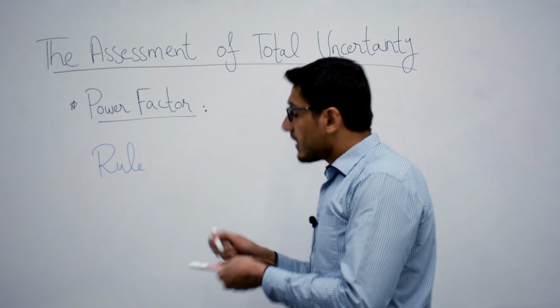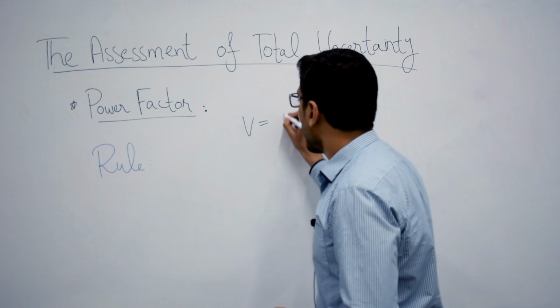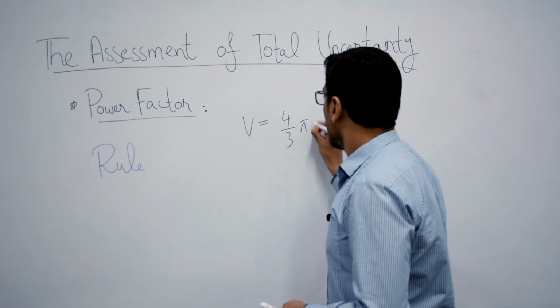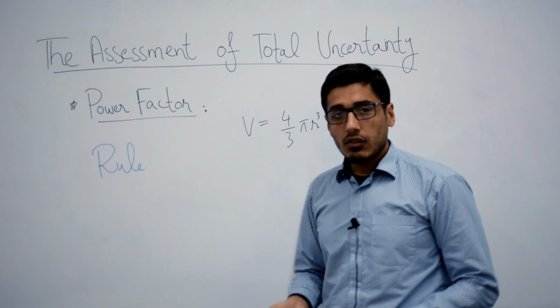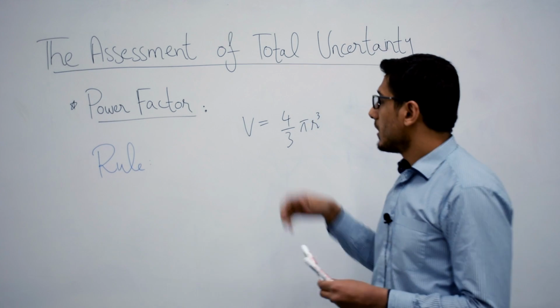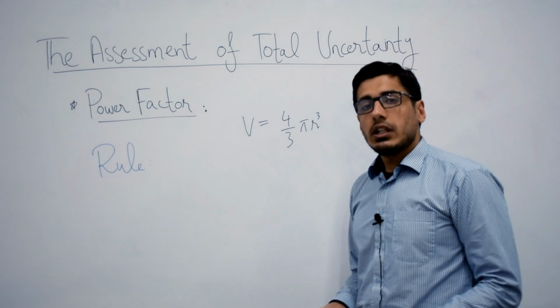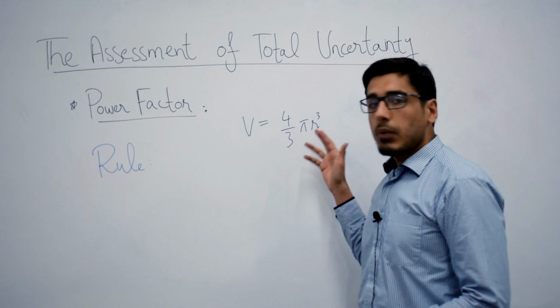And let's say that you have to calculate the volume of a sphere, and you know that the formula for calculating the volume of a sphere is V is equal to 4 by 3 pi r cube.